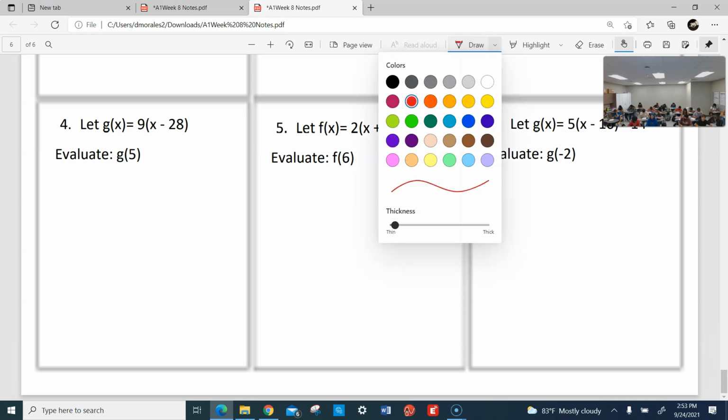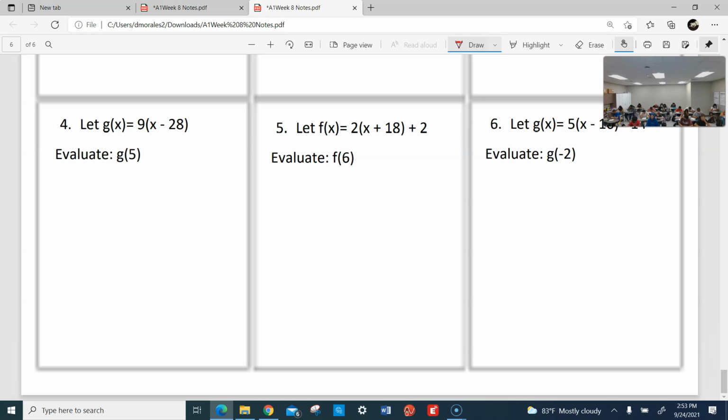So this function is read g of x equals 9 times whatever x is minus 28. Evaluate g of 5. So I'm going to rewrite the function from the very beginning. g of x equals 9 times whatever x is minus 28.